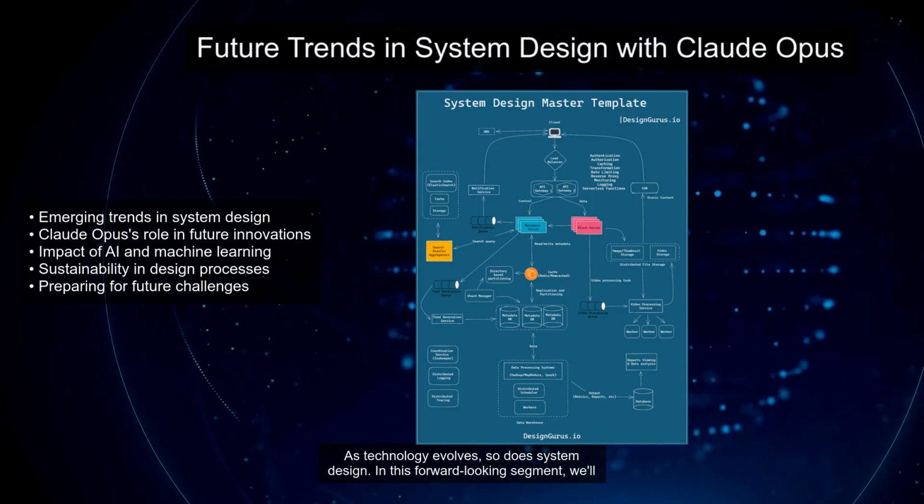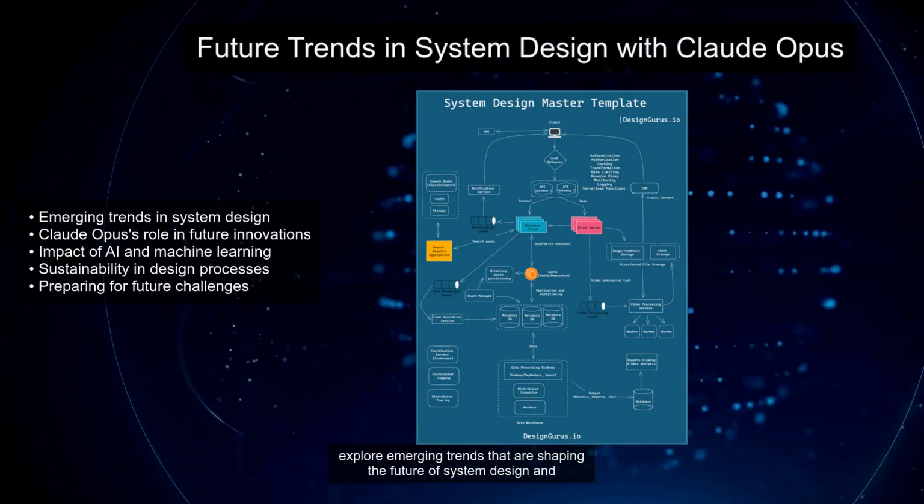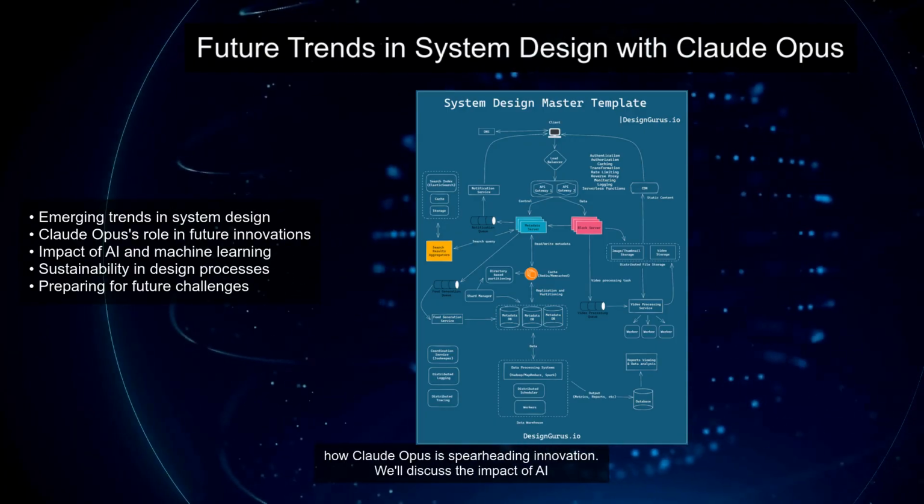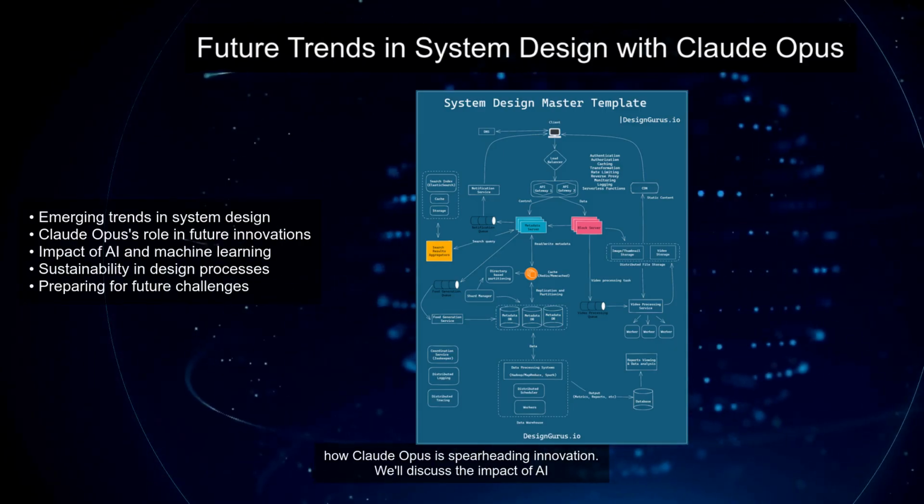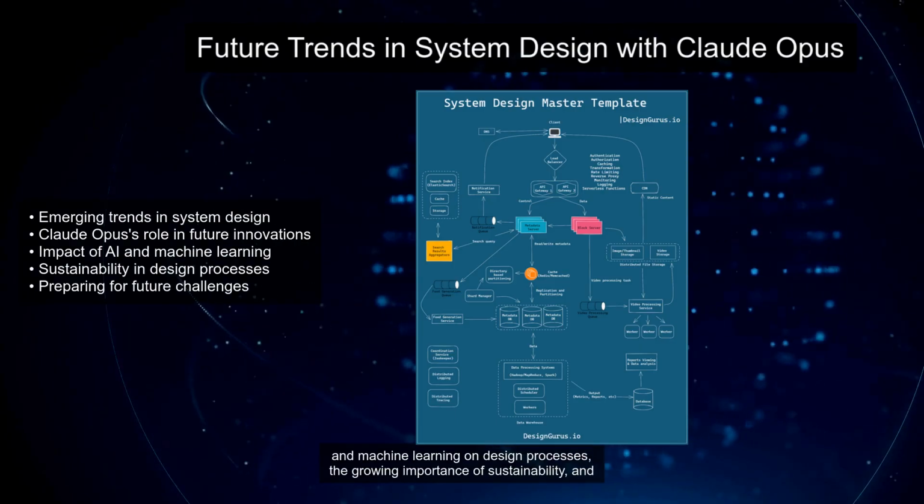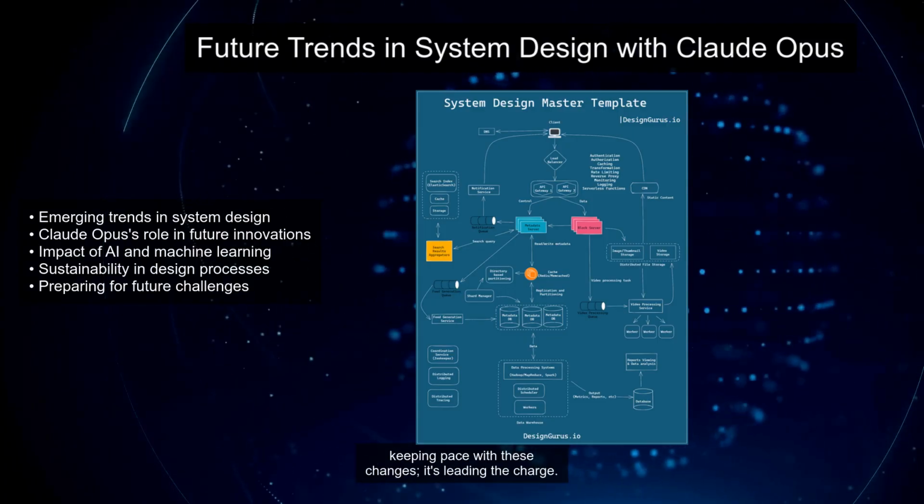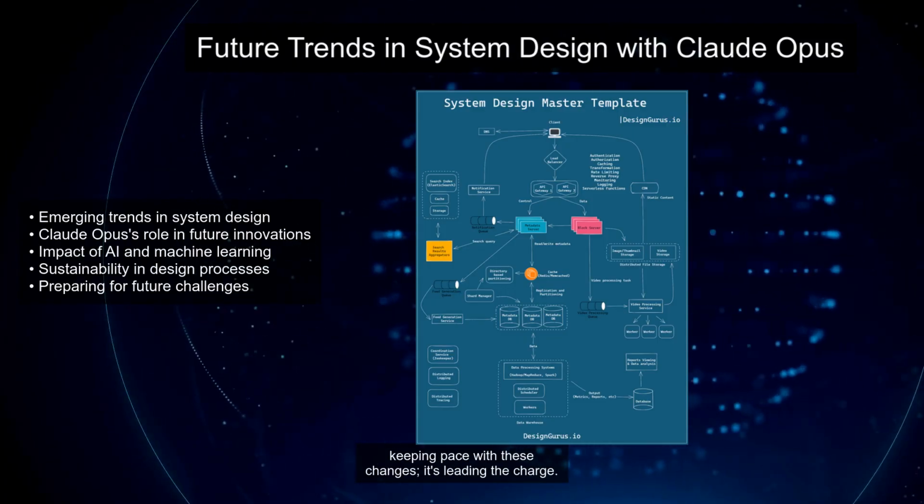As technology evolves, so does system design. In this forward-looking segment, we'll explore emerging trends that are shaping the future of system design and how Claude Opus is spearheading innovation. We'll discuss the impact of AI and machine learning on design processes, the growing importance of sustainability, and how you can prepare for future challenges. Claude Opus is not just keeping pace with these changes, it's leading the charge.